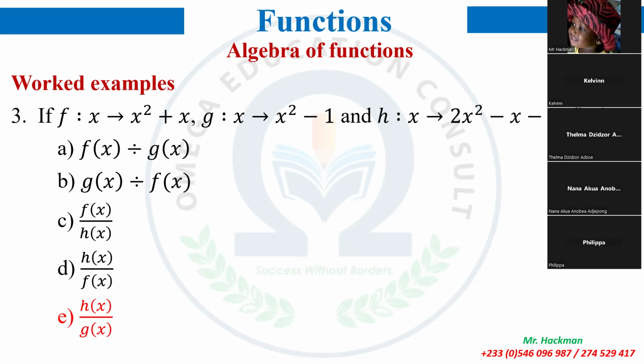So quickly, let's look at our third example on the algebra of functions. As usual, we've been given these three functions: f, g, and h. What are we supposed to do? A, find the function f of x divided by the function g of x. B, function g of x divided by the function f of x. Then C, function f of x over h of x, and you should know that this is basically the same as divided by h of x.